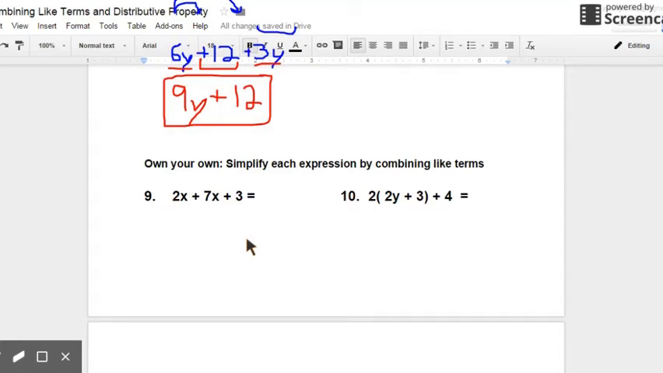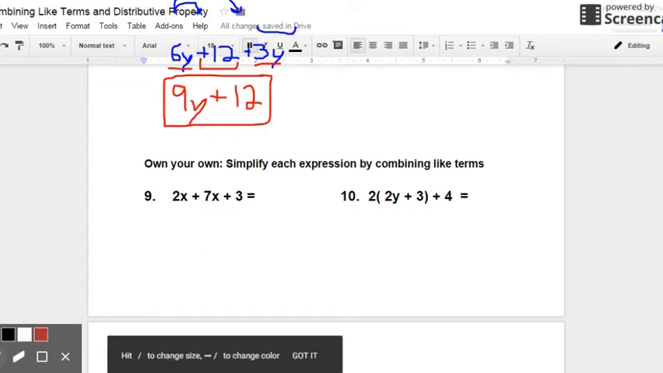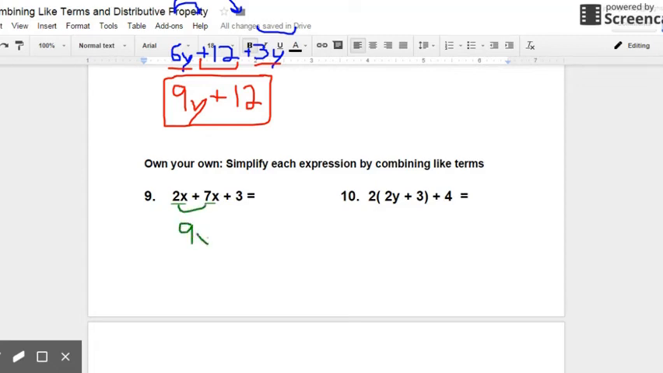Just go and pause the video, come on back, and I'll show you what the proper answer should be. All right, welcome back, students. Let's go ahead and go over the answers. Well, for number 9, you should have combined together this 2x and the 7x. Combine these together, we get 9x. We didn't touch the plus 3, so bring down the plus 3. And there's your simplified expression.